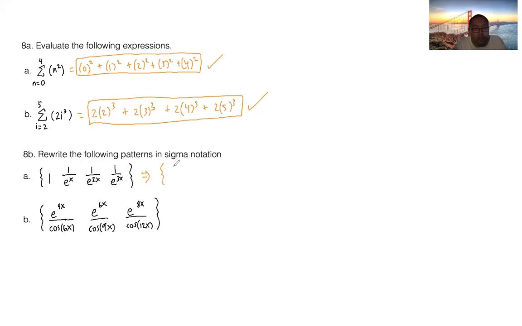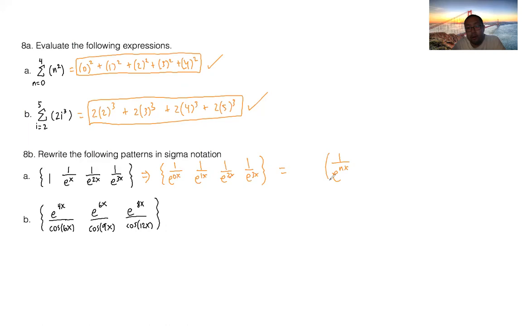So if you're re-looking at this, this is the same thing as 1 over e to the 0x, right? Because 0 times x is 0. e to the 0 is 1. 1 over 1 is just 1. The next one down is 1 over e to the 1x, right? And then you have 1 over e to the 2x, 1 over e to the 3x. The only values that are changing are in this denominator exponential, okay? And so you can generalize this as 1 over e raised to some number multiplied by x, okay?